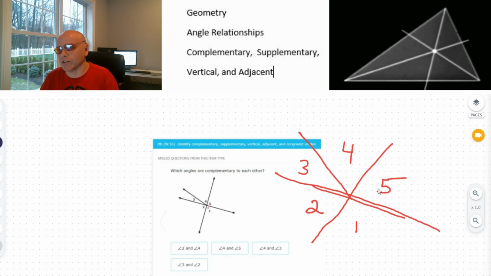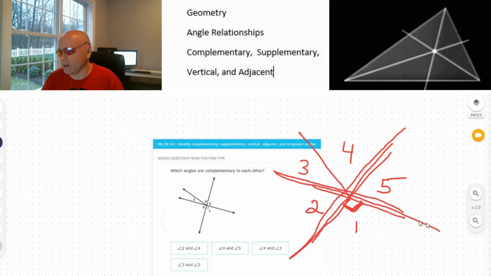Break down your picture, right? What do we see? Angle 1 is a right angle. We also see we have a straight line here. Straight line is 180. There's another straight line here, 180, right? What's the question? Which angles are complementary to each other? So now they've given us pairs of angles. Which one's complementary? Let's run through the options, right?